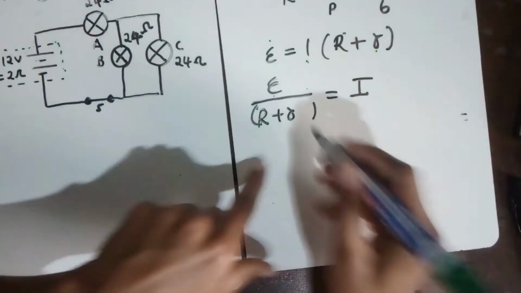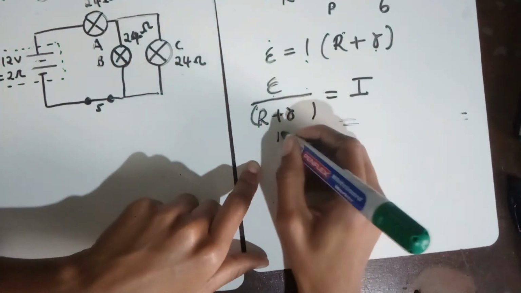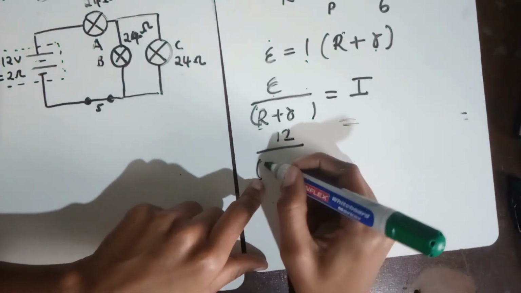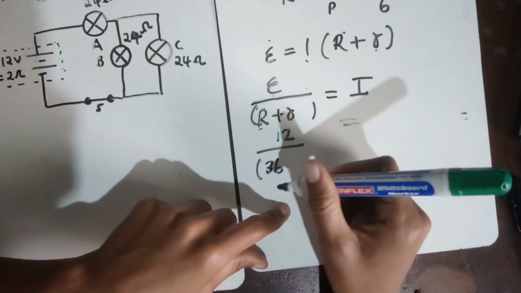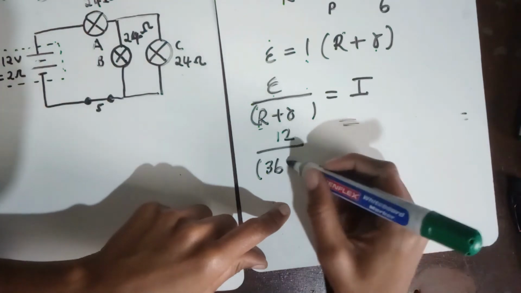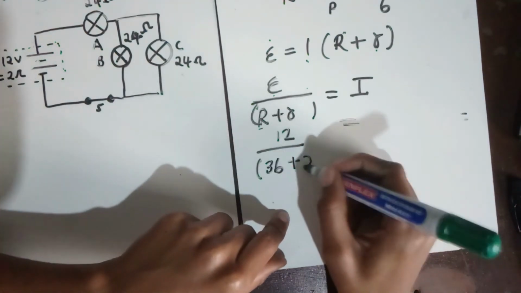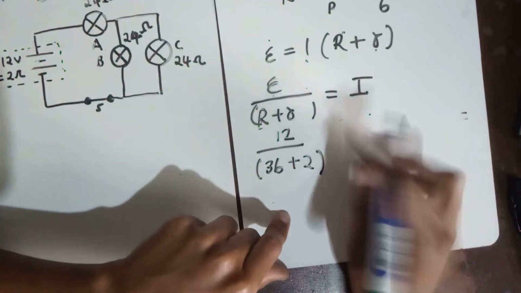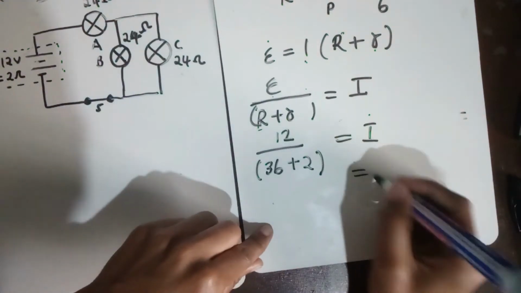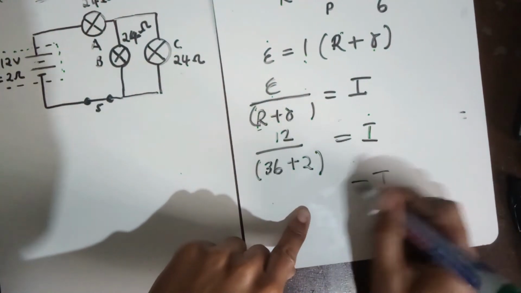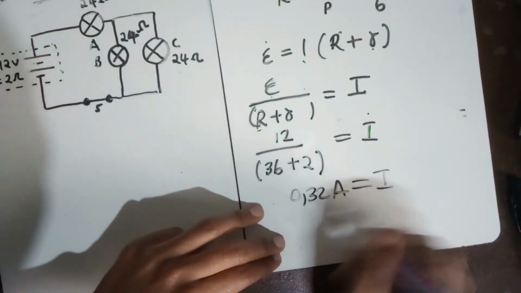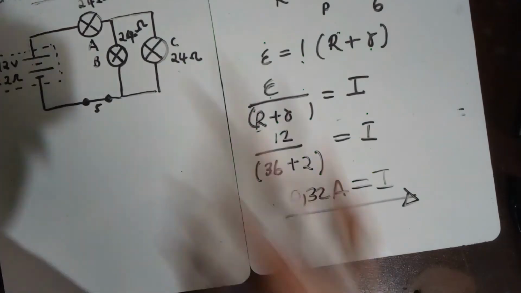So now to find I, we say E, which was given to us as 12. We found the total external resistance to be 36, if I remember correctly. Yes, 36. Let me see, 36 plus the internal resistance, which was 2, equals I. It's just a matter of putting this in your calculator, and you find that I is equal to 0.32 amperes. So that is the total current in our circuit.